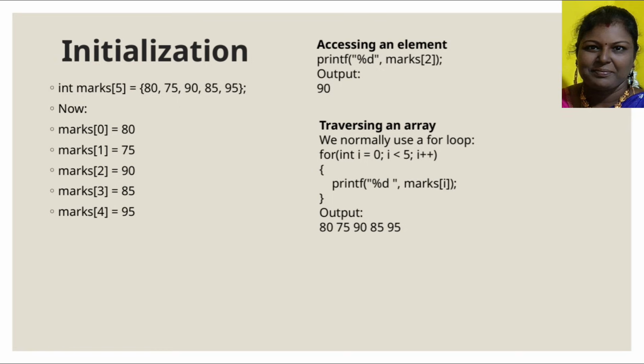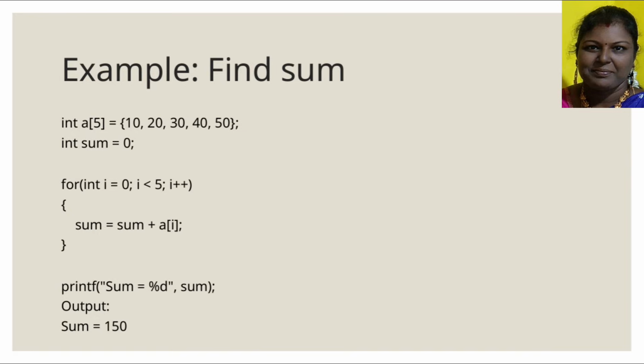Here, we have a simple example that finds the sum of numbers stored in an array. First, we declare an array with 5 elements: 10, 20, 30, 40, and 50. Then, we set a variable called sum to 0, ready to accumulate the total. Using a for loop, we go through each element in the array, adding its value to sum. Finally, we print the result, which is 150, the total of all those numbers combined. This is a basic but essential pattern in programming.